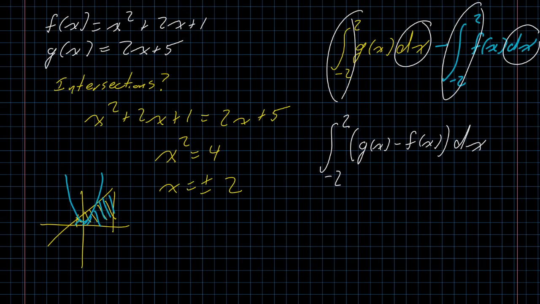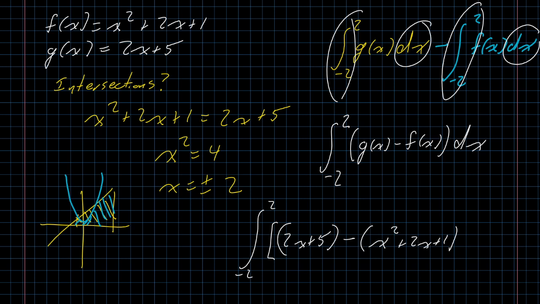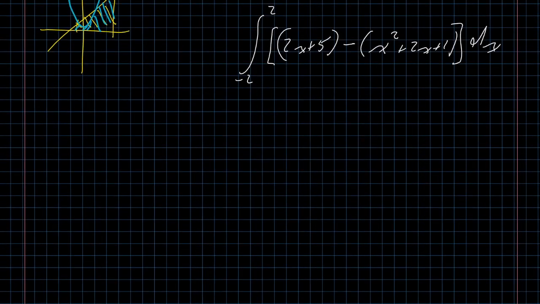I don't want to scroll down yet because I need to know what my functions are so I can plug those in. So we've got the integral from -2 to 2 of (2x plus 5) minus (x squared plus 2x plus 1) dx. And going through simplifying that algebra a little bit, this is going to turn into the integral from -2 to 2 of 4 minus x squared. That's a fairly straightforward integral to take care of.